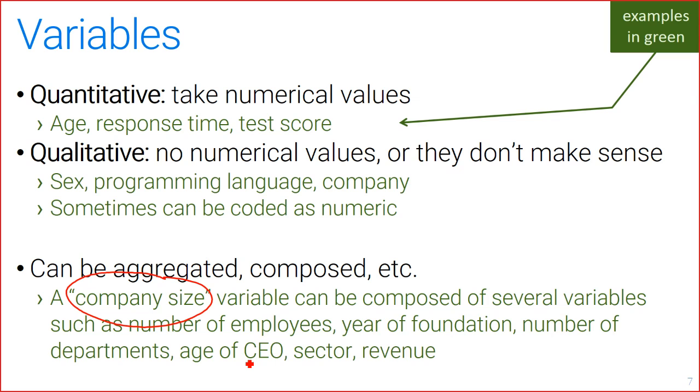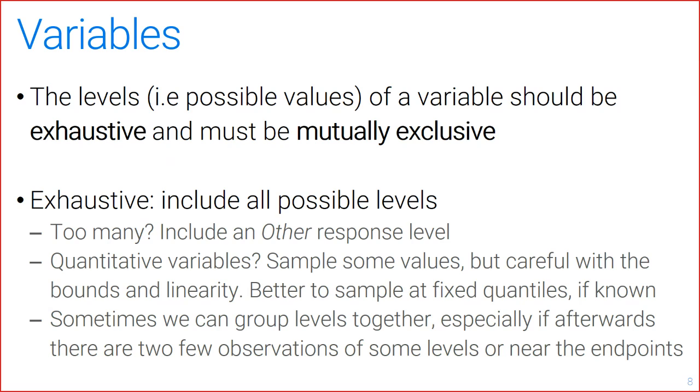But nonetheless, the important thing about a variable is that whenever we carry out a study, the levels of the variable, and that means the possible values, that's what we call the levels, should be both exhaustive and mutually exclusive. Let's take a look. So exhaustive means that the variable should include all possible levels of measurement. So if we have, for example, the country of origin of a person, we should make sure that all the countries are available to select as an answer.